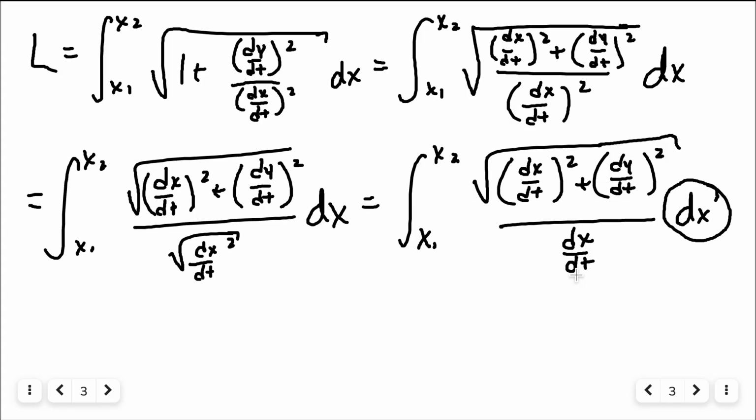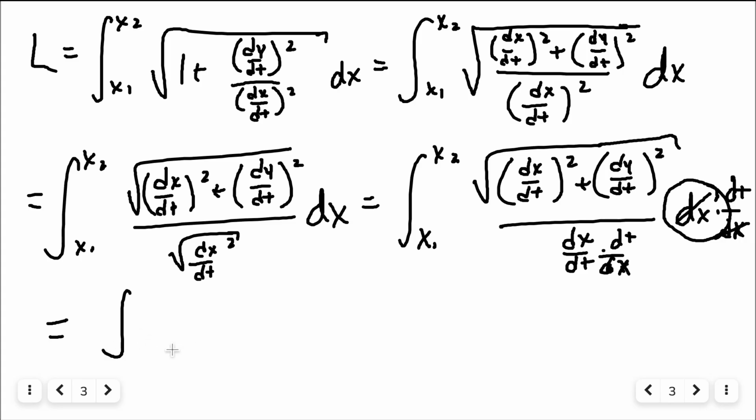Well, what we're going to do is exactly the opposite of what we did in the last video. In the last video, we had dt dx in the numerator, and we put it in the denominator as a correction factor. Now I'm going to do just the opposite, and I'm going to multiply the top and the bottom of my integrand by dt dx. Because what happens? The dx's cancel each other out.